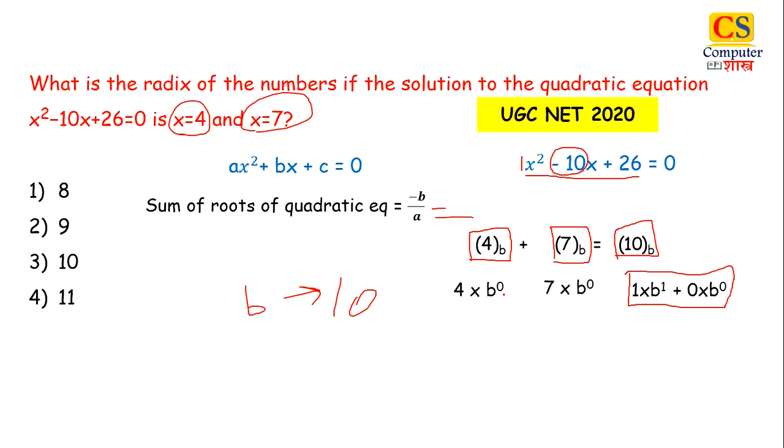Okay. Now all we need is to solve this equation. b raised to the power 0 will be 1. 1 into 4 will be 4 plus 7 equals to b. It is very simple. b equals to 11 and the right answer will be option 4.